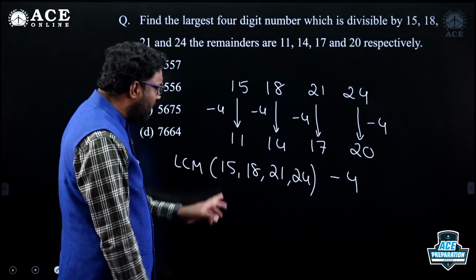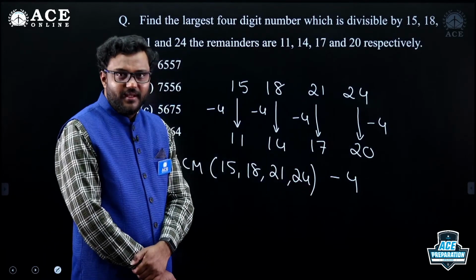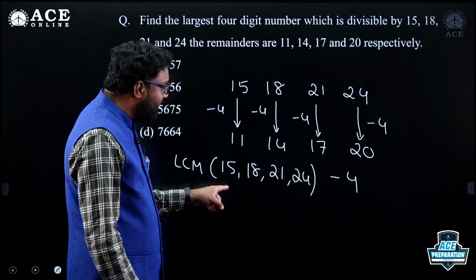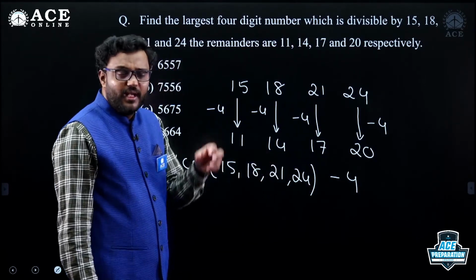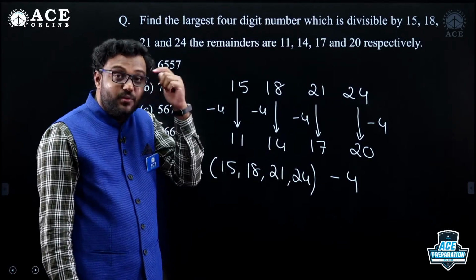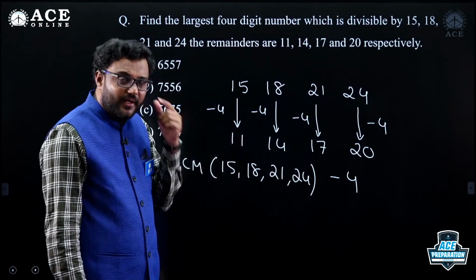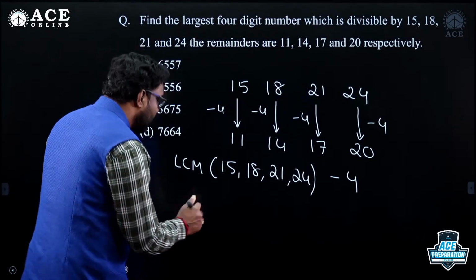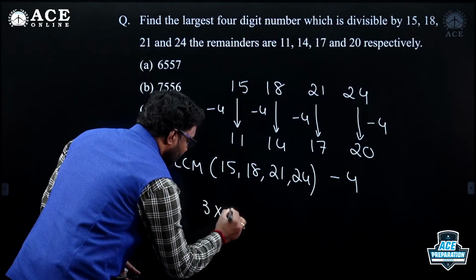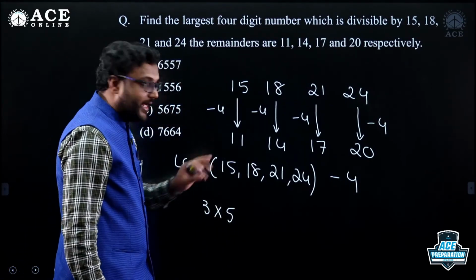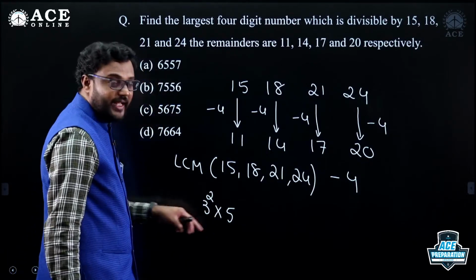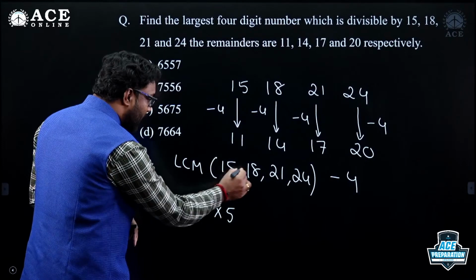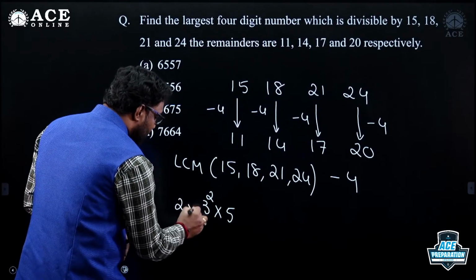Now see, all these are having 3, right? Every number has a factor 3: 15, 18, 21, 24. Just do the calculations. 15 is 3 into 5, so 3 and 5 are involved. 18 means 2 and 9, and 9 means 3 square, the highest power, right? So up to now, the highest power of 3 is 2, and 2 is also available.